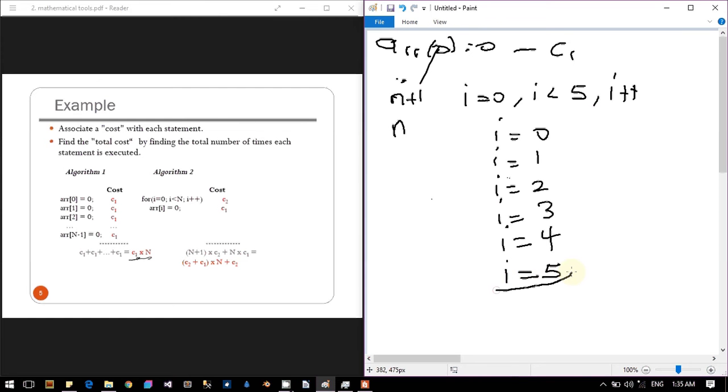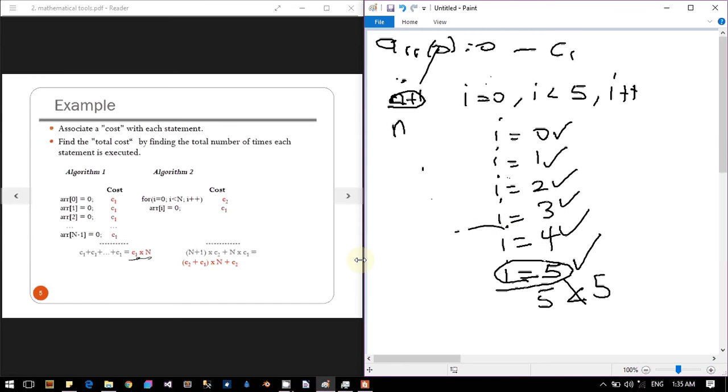But what is inside the for loop will not run when i is equal to 5, because 5 is not less than 5. How many times did the for loop run? 1, 2, 3, 4, 5, 6. How many times did what is inside the for loop run? Only 5 times. So a loop generally runs n plus 1 times, and what is inside the loop runs n times. So that's how they got this here. The C2 is executed n plus 1 times, what is inside is executed only n times, and if you factorize this, you get this.